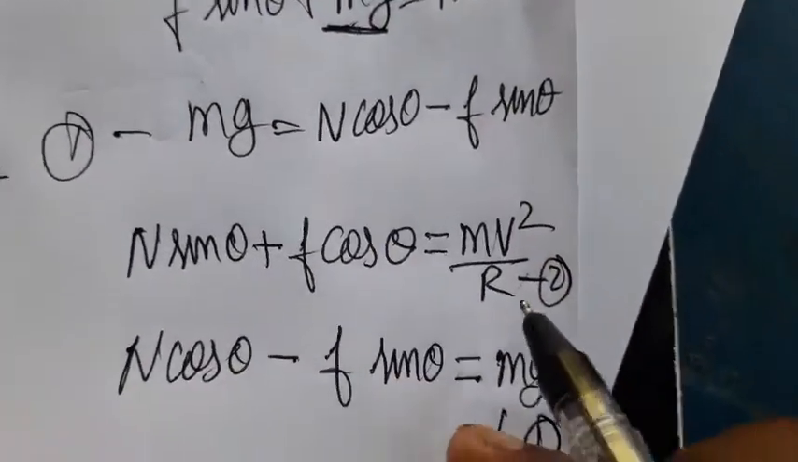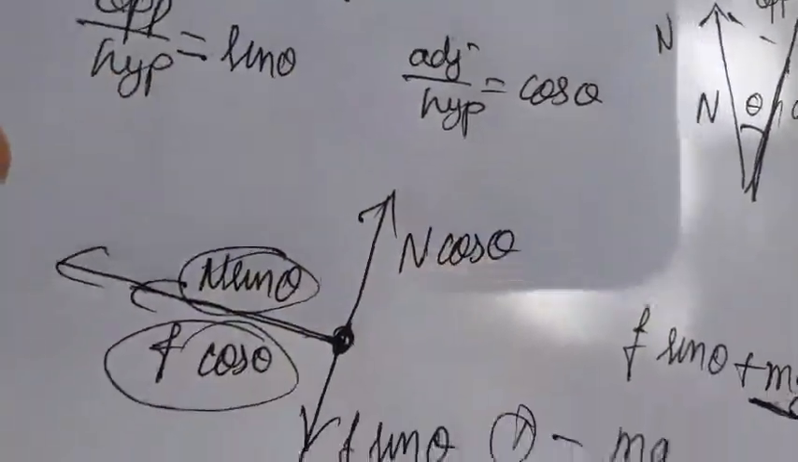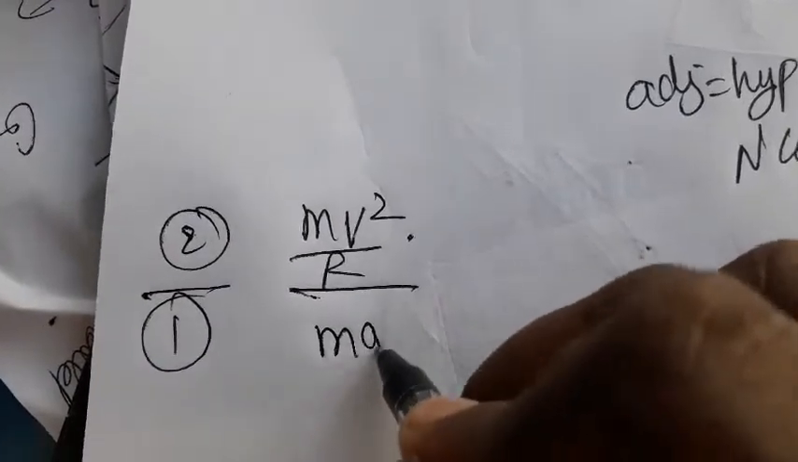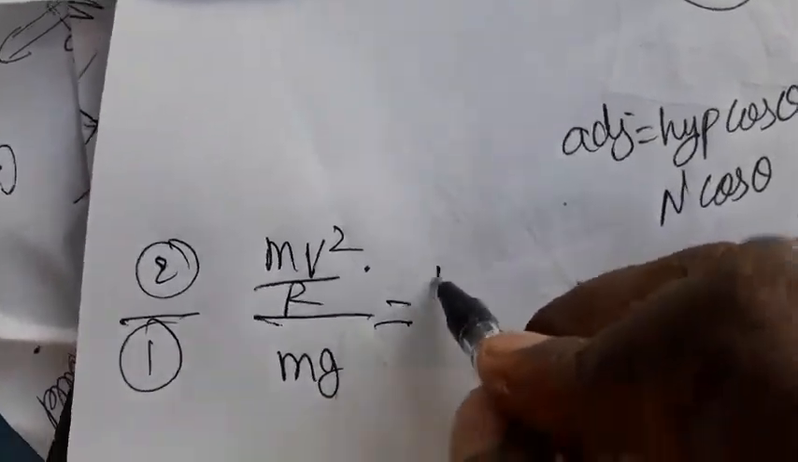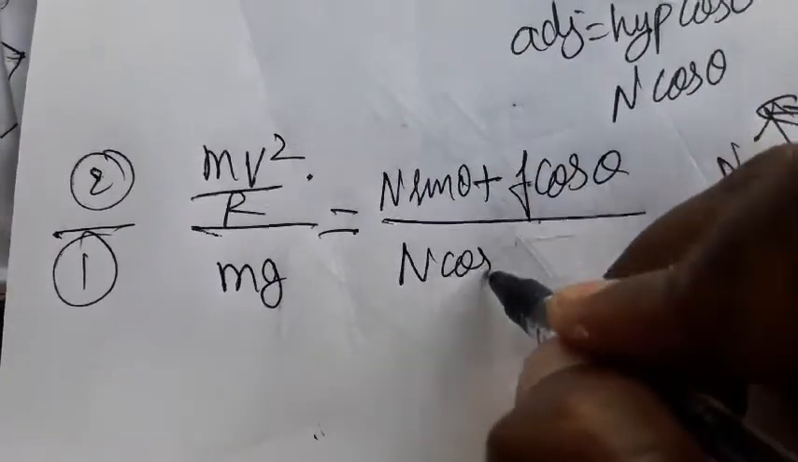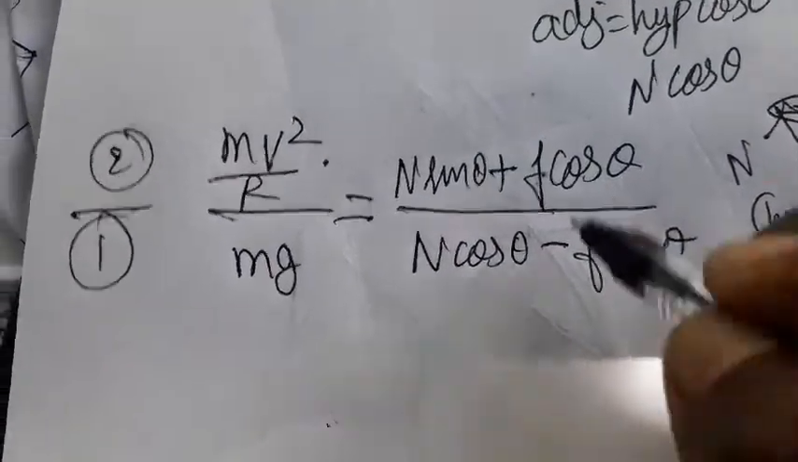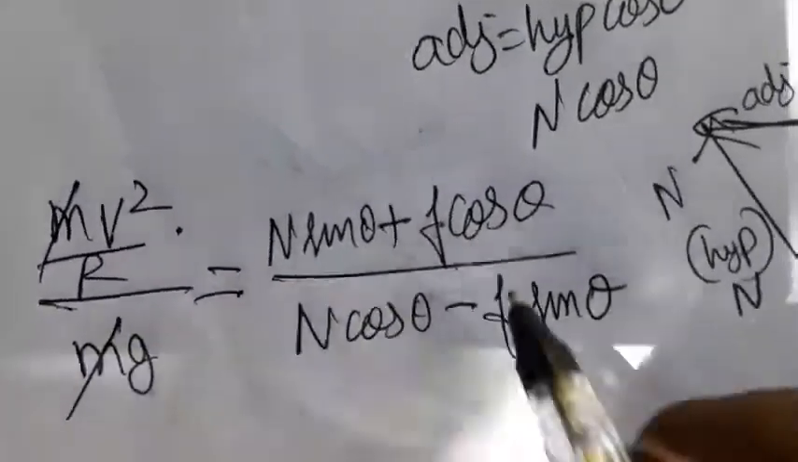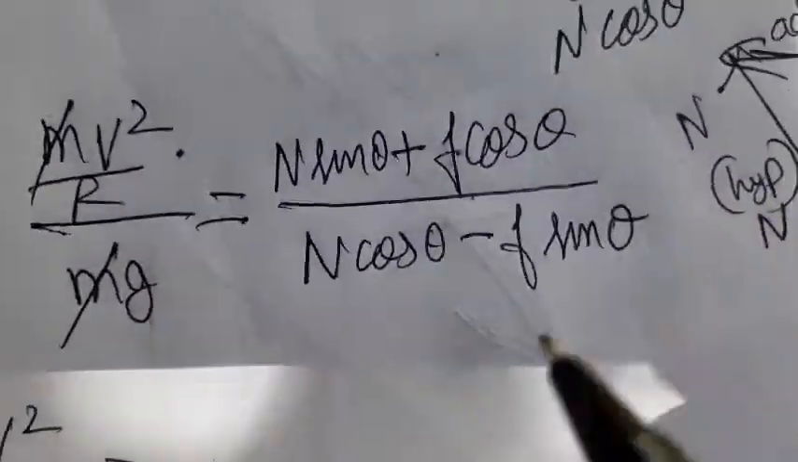So now I am going to divide equation 2 by equation 1. The second equation is mv square by r, divided by the first equation mg on the left side. On the right side, N sin theta plus f cos theta divided by N cos theta minus f sin theta. So this is the equation we got. One more thing: m gets cancelled, so we have v square divided by rg.